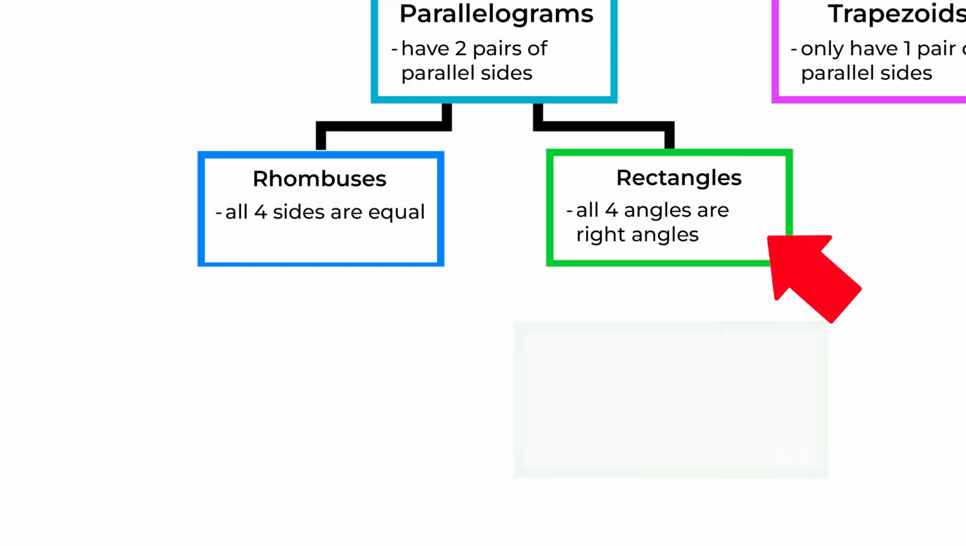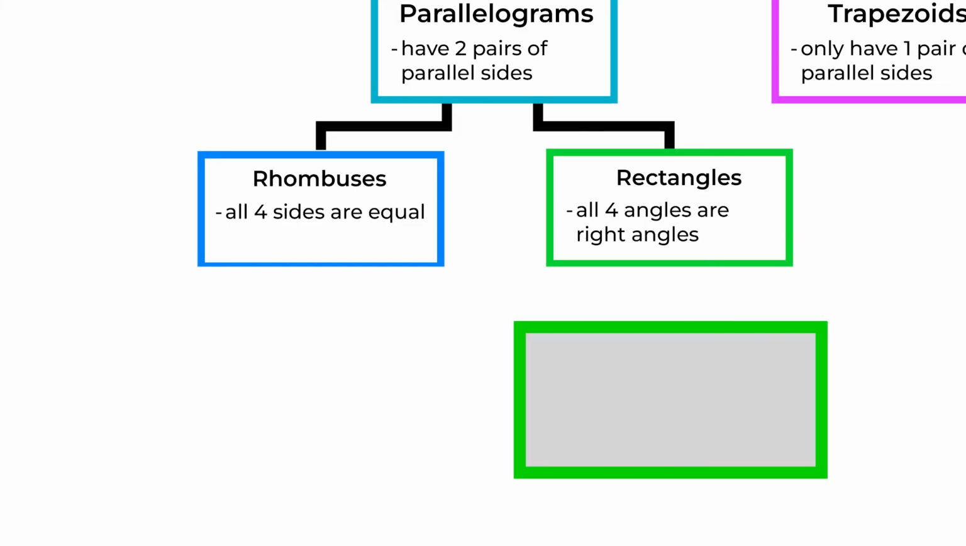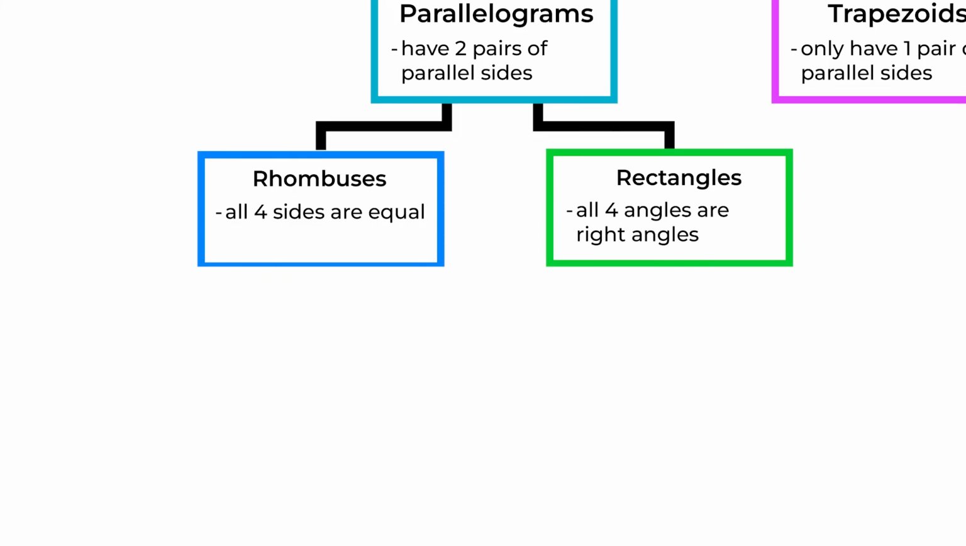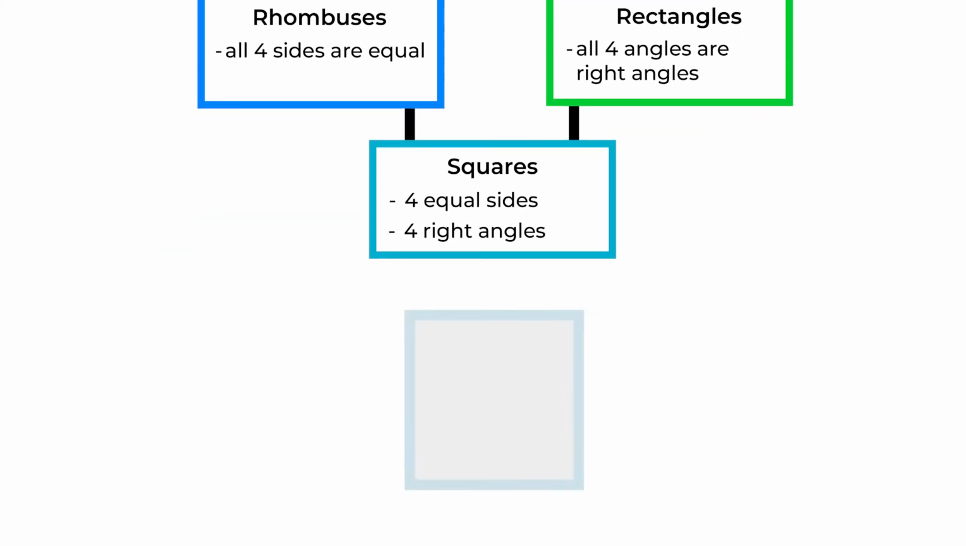Then, there are rectangles. The attribute that makes a rectangle special is that they have 4 right angles. That means each angle is a perfect 90-degree angle. Then finally, we need to talk about the shape that is both a rhombus and a rectangle. A square. A square fits the description of both shapes.